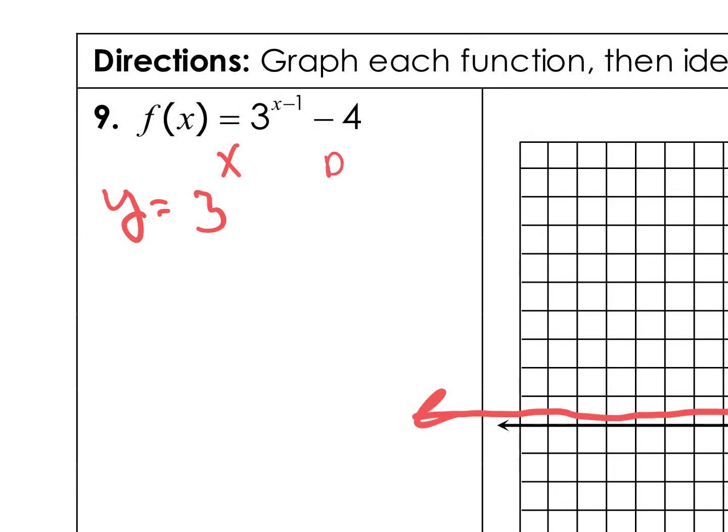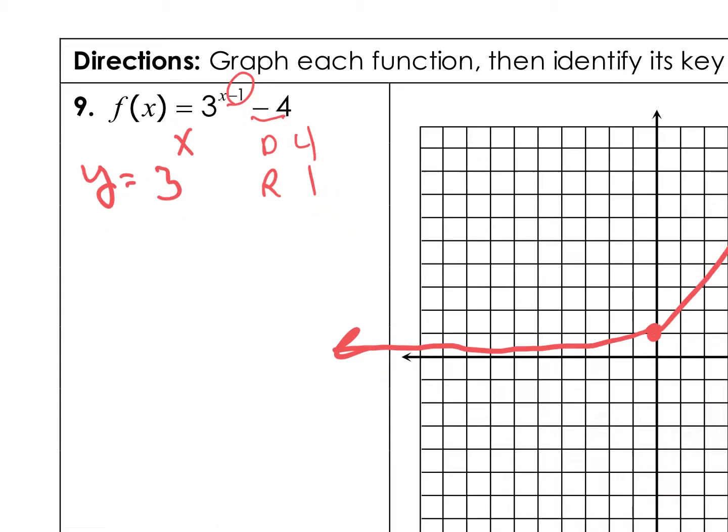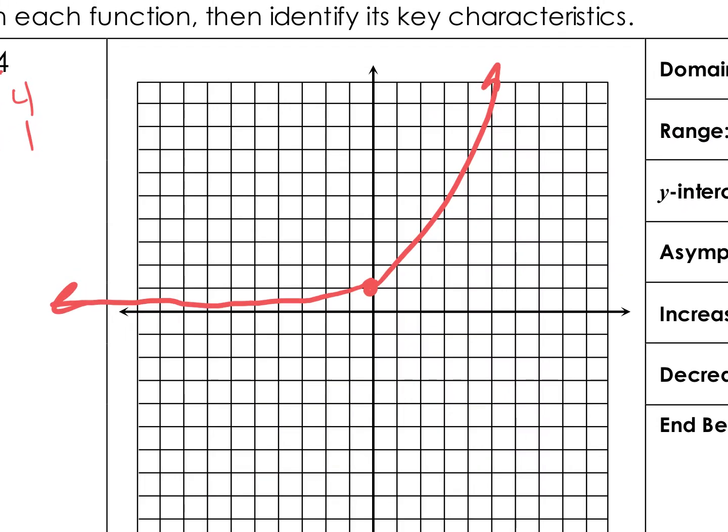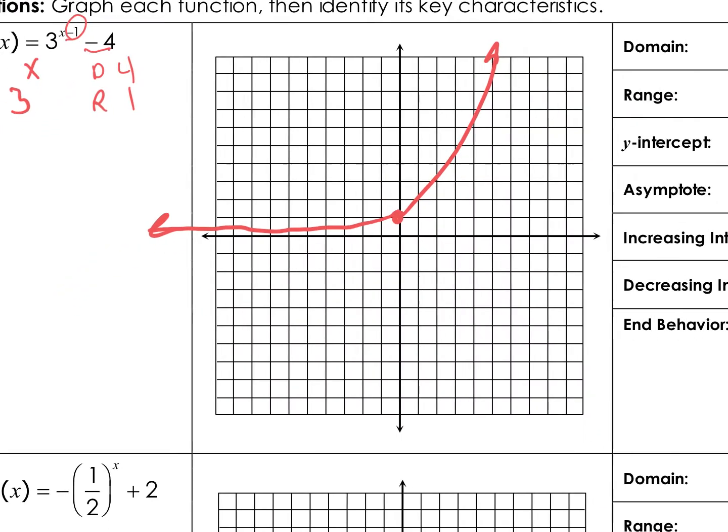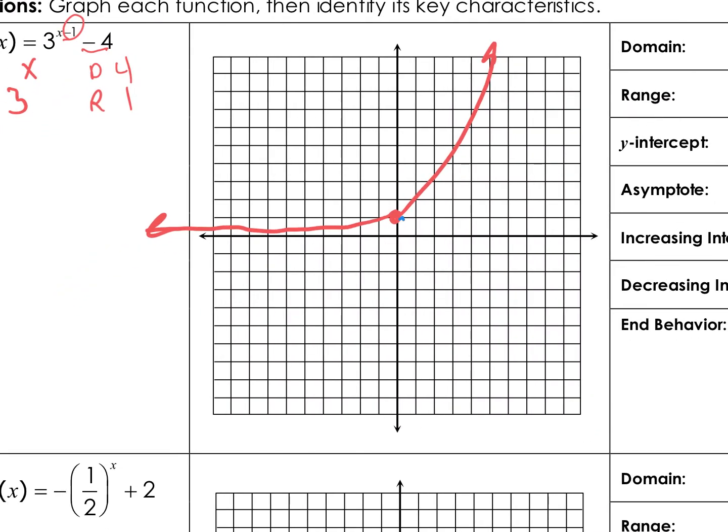I've got down 4. I've got right 1. That's it. Down 4, right 1. So what I'm going to do is take this dot here: 1, 2, 3, 4, right 1. I'm going to draw it right here.